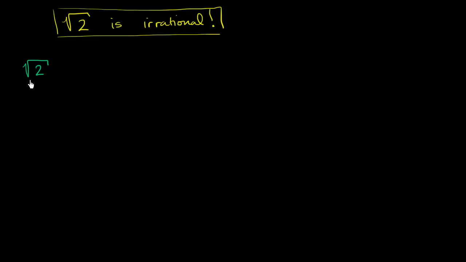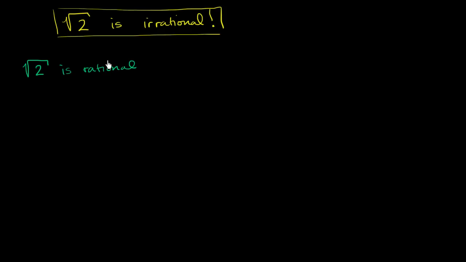And if it cannot be the case that it is rational, if we get to a contradiction by assuming the square root of 2 is rational, then we have to deduce that the square root of 2 must be irrational. So let's assume the opposite. Square root of 2 is rational.